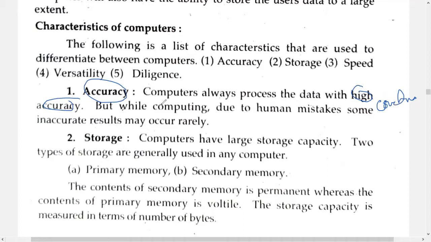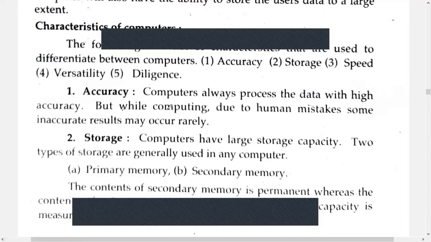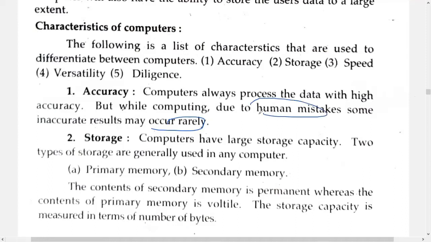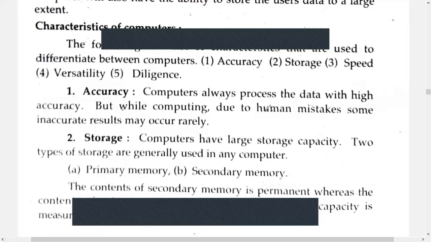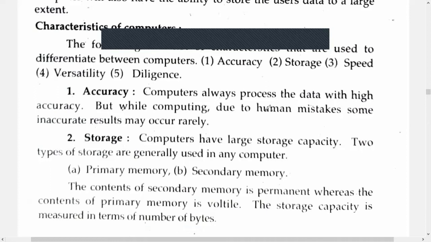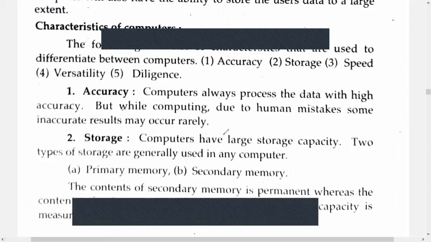While computing, due to human mistakes, some inaccurate results may occur rarely. A human has the influence of other factors such as environment and other human beings. But a computer will not get angry with another computer. It just does its own instructions in its own job. Humans may be disturbed by other people's feelings, colleagues, and other beings.